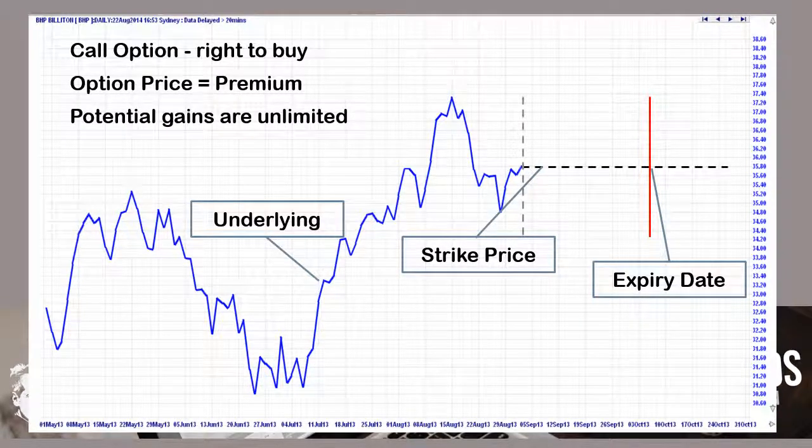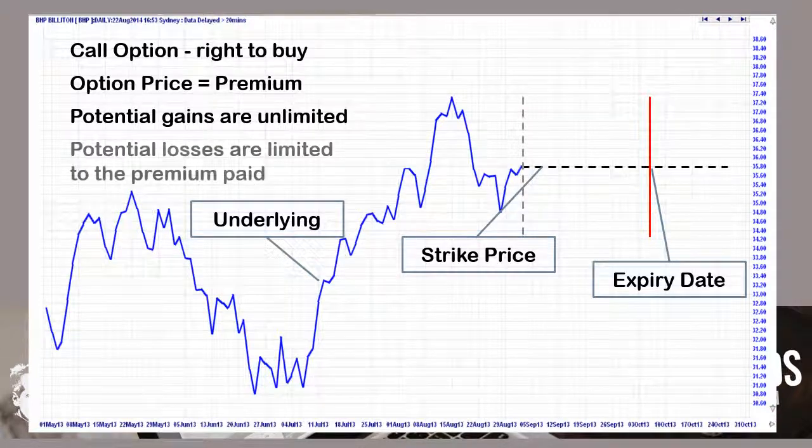Remember, potential gains when you buy a call option are actually, in theory at least, unlimited, because in theory the underlying share price could just go and shoot through the roof indefinitely. So in theory your potential gains are unlimited if you buy a call option. Your potential losses are, however, limited because you can never lose more than the option premium that you paid. Even if BHP or your underlying company goes bankrupt the day after you bought the option, the worst case scenario, if you own a call option, is you lose the premium that you paid. You cannot lose more than that.